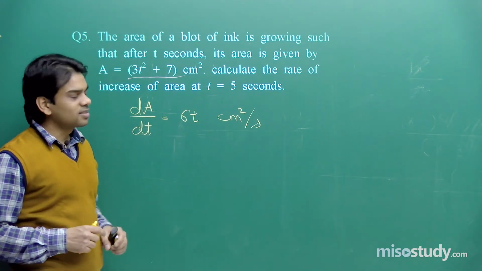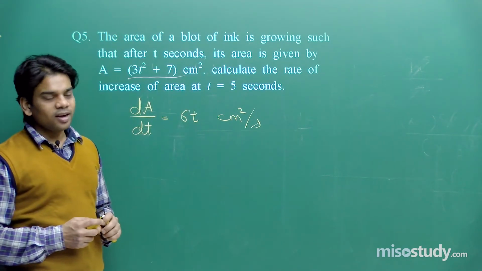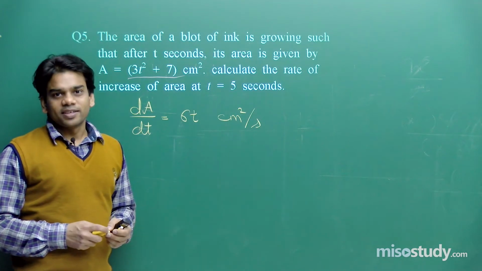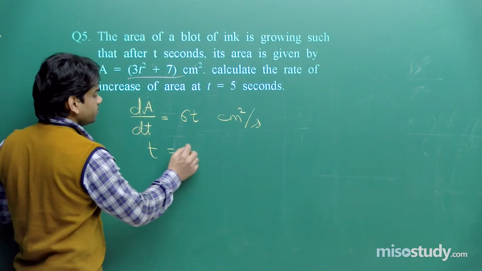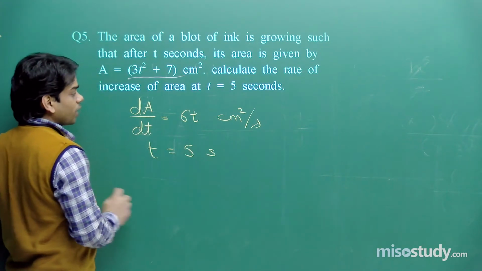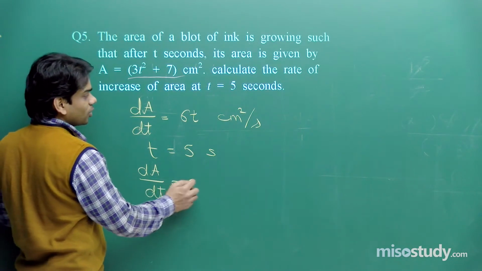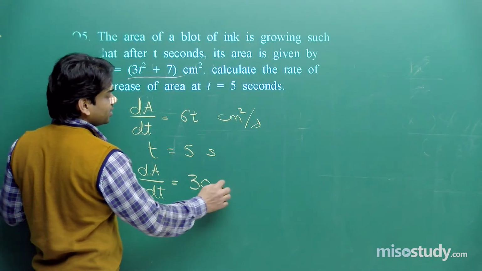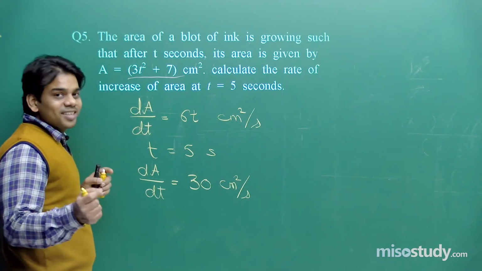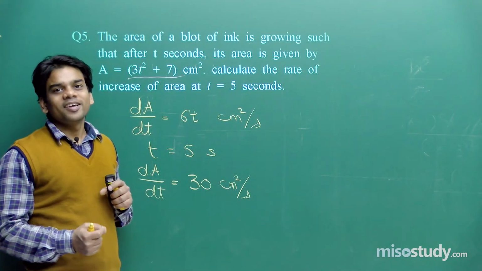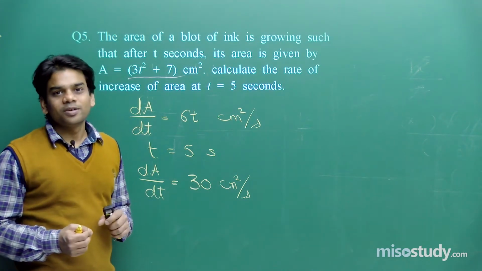So we got this 60. Now we have to calculate the rate of increase of area at t equals 5 seconds. So what you have to do is substitute t equals 5 seconds. If I put t equals 5 seconds, I am going to get dA/dt equal to 6 into 5, 30 centimeter square per second. That is, at t equals 5 seconds, the rate of increase of area is 30 square centimeter per second.